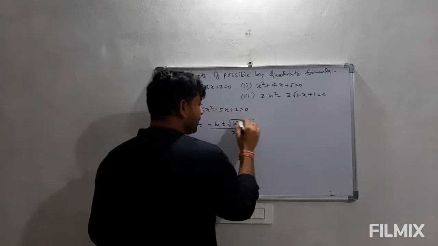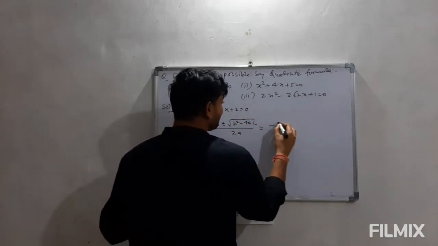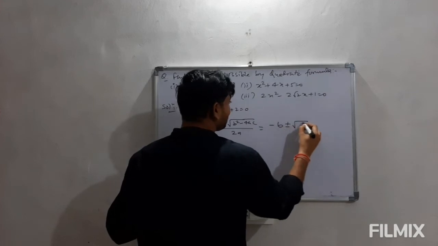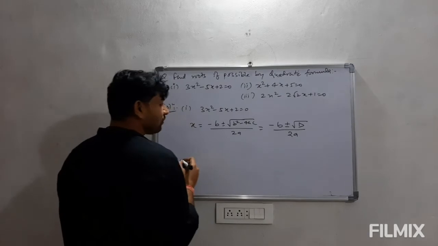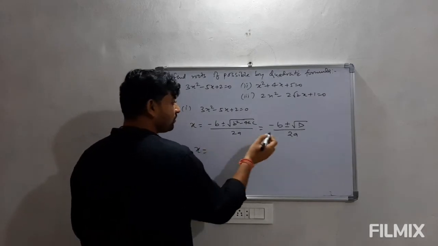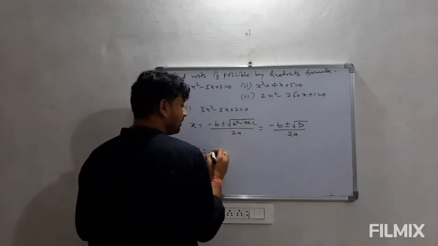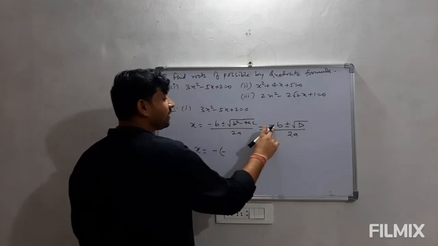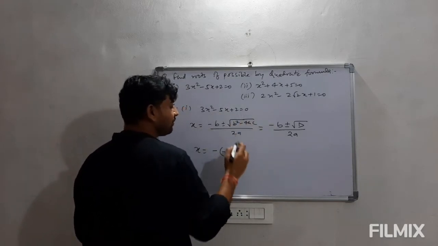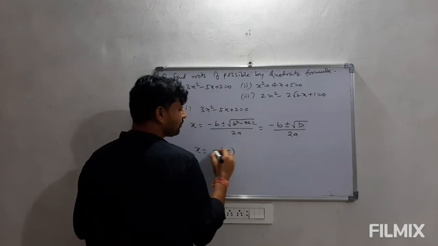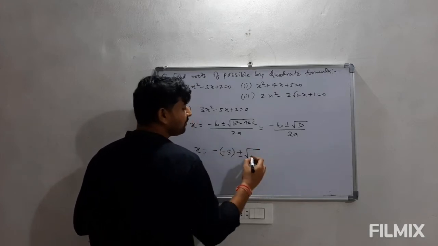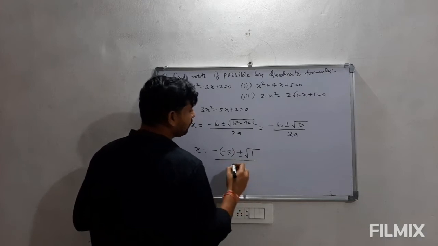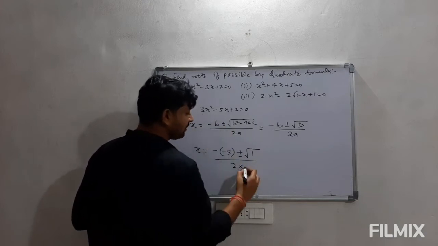Now as we have calculated b square minus 4ac, we can write it as minus b plus minus under root d upon 2a. The value of d is 1, so let us substitute. The value of b is minus 5 here, so minus of minus 5 plus minus under root d. This discriminant was 1, so 1 upon 2 into the value of a, which is 3.